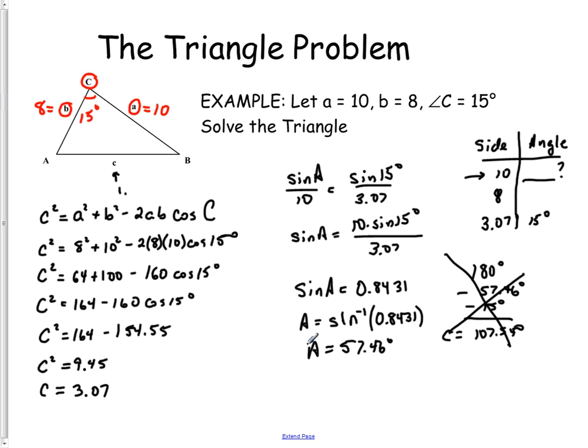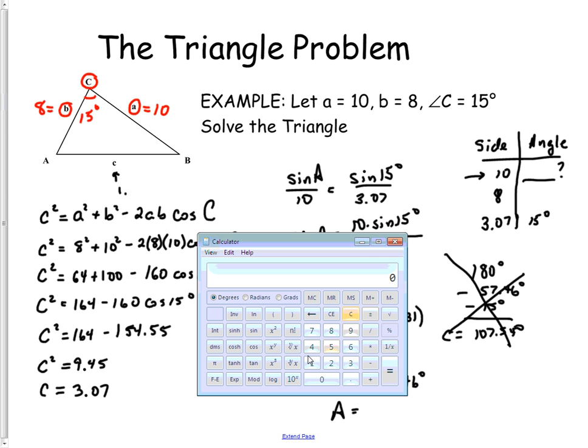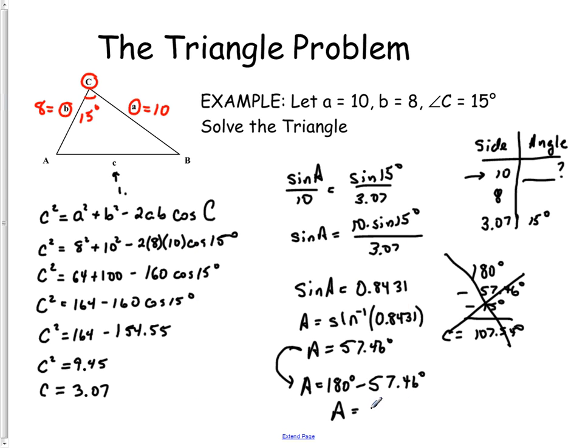So what we do is the following. If we find that that's not working out, this is the job of that ambiguous triangle situation, and the actual angle A will be 180 degrees minus 57.46 degrees, and that is, in fact, 122.54 degrees. And let's see how that works out.